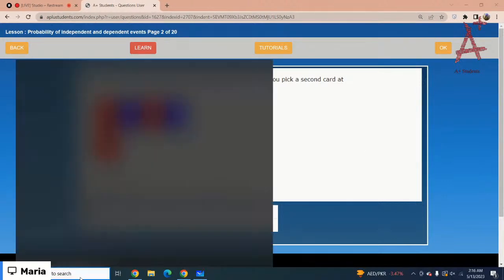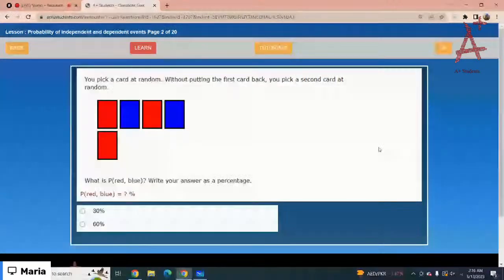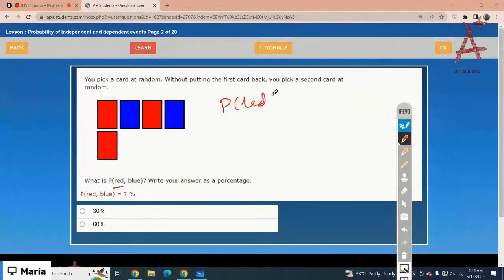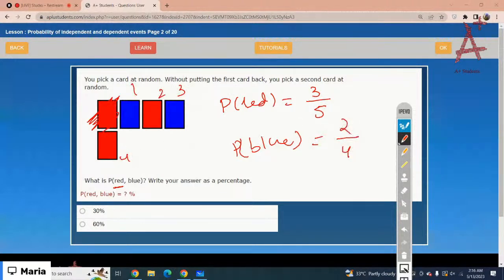Okay, so the first time you have to calculate the probability of red. When you select the first time, you have 5 cards, and out of them 3 are red. It would be 3 over 5. Now you didn't put the card back, so for the second time you're going to select the blue card. You now have 4 cards, and out of the 4, 2 of them are blue. It would be 2 over 4.